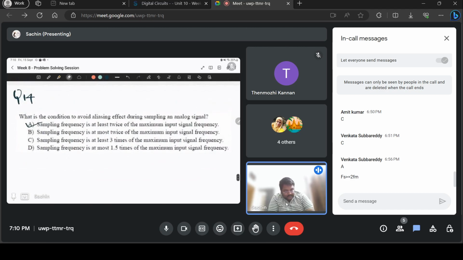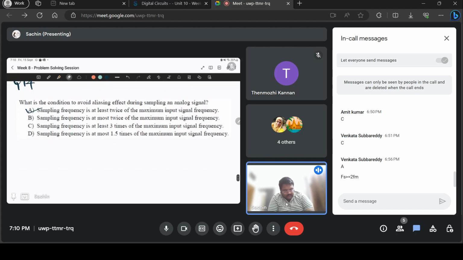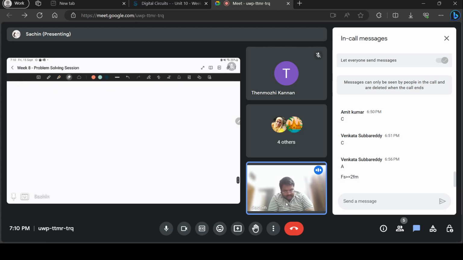Question number 14, what is the condition to avoid aliasing effect during sampling an analog signal? The sampling frequency must be at least twice the maximum input signal frequency. This you learn in other courses like DSP.